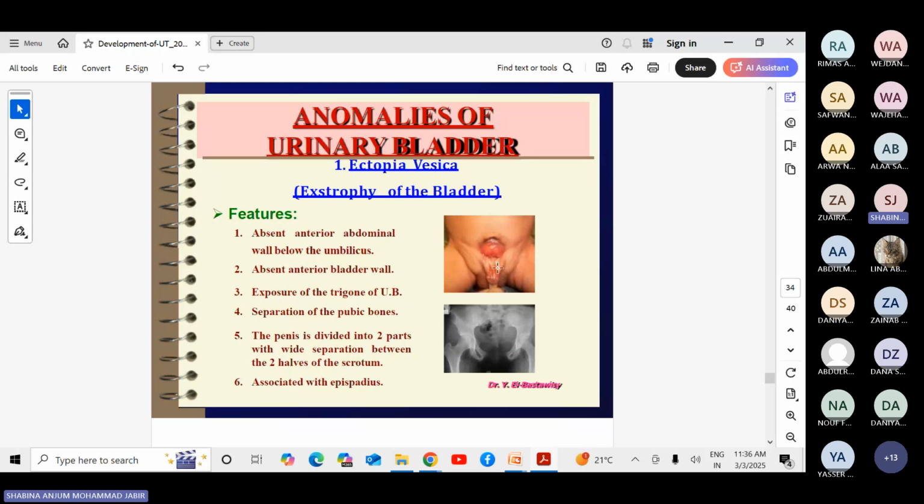So it means there is a whole problem in the development of this area. The muscles not developed, the skin not developed, the urinary bladder exposed, even the bones have not developed. So this is called exstrophy, meaning outside. You can say the bladder is outside. This is ectopia vesicae.